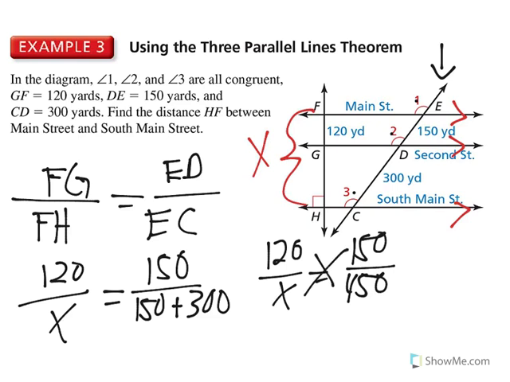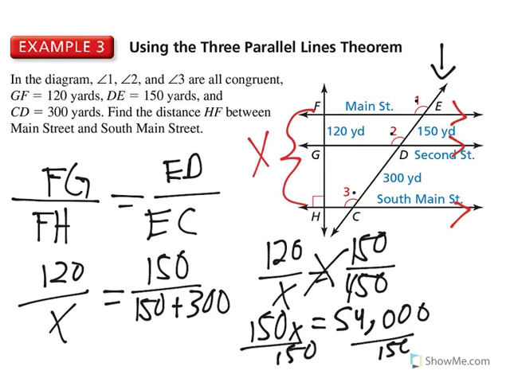I'm going to cross multiply to solve, so I get 150X equal to 54,000. Sorry, I divide by my 150 on both sides. Don't be nervous when you get really big numbers, because you're multiplying really big numbers there. But then when you divide, it's going to give you a much smaller number. So when I divide by 150, I get that X is 360. And so that would mean that HF, the section I was looking for, is 360 yards. Yards was our label there.